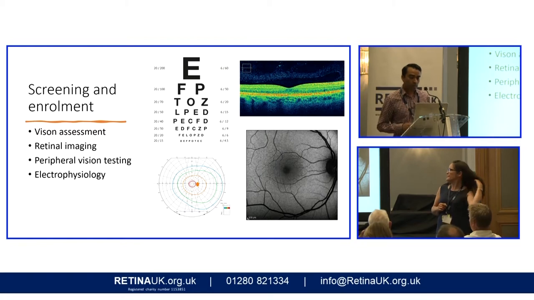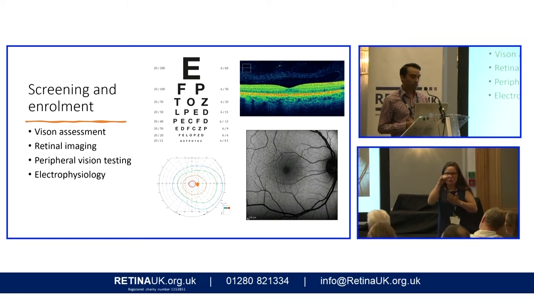The process of screening and enrollment is dependent on the individual trial design, and therefore the time it takes will depend from study to study. Sometimes it may require more than one visit, but the kinds of things you might expect during a screening or enrollment visit is a vision assessment. That could be best corrected visual acuity with a Snellen or a LogMAR chart. In some cases that may also include checking color vision and contrast sensitivity. Retinal imaging may also form part of that screening assessment.